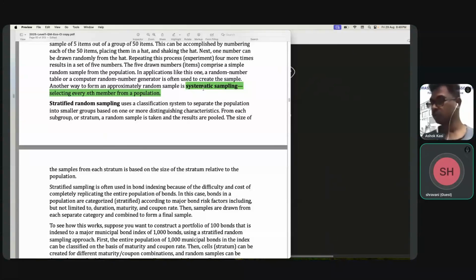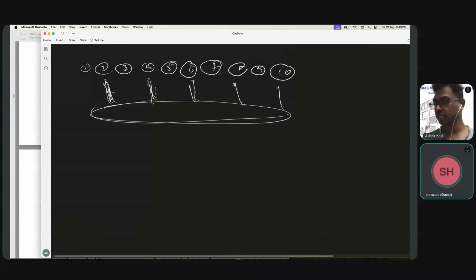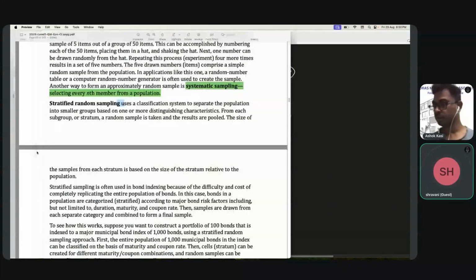So systematic sampling, then there can be stratified random sampling. Here your teacher is selecting people like this: second, fourth, sixth. If she had selected randomly, the result might have been different. That means the output differs based on how you are selecting the sample. Now, stratified systematic sampling, then stratified random sampling.